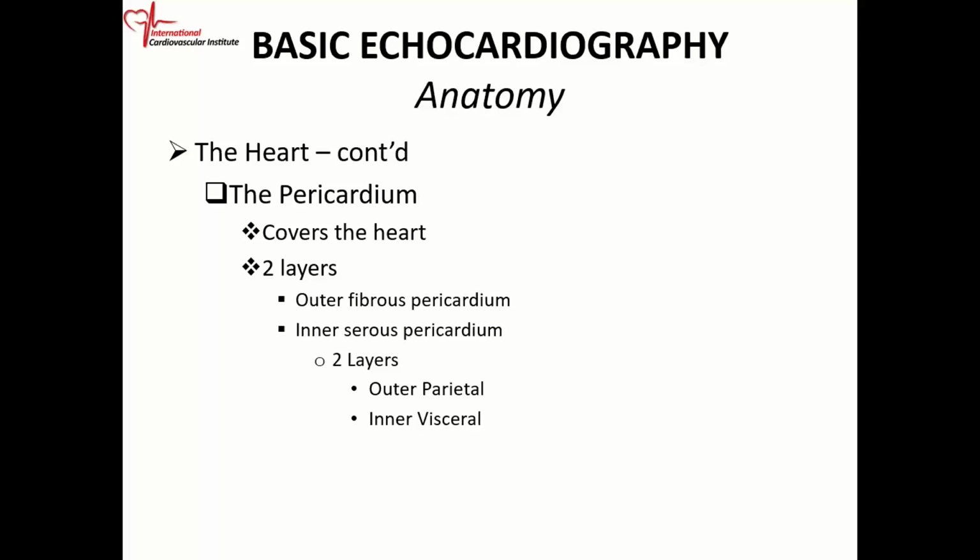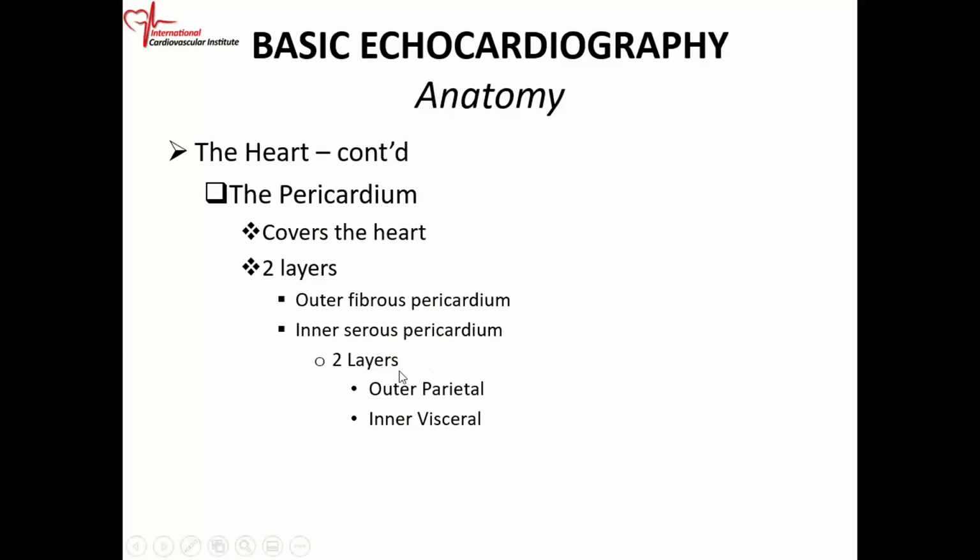So when you open the chest, to get to the heart to do anything, you have to open the pericardium. The pericardium covers the heart, and there are two layers to the pericardium. There's an outer fibrous pericardium and an inner serous pericardium. The inner serous pericardium also has two layers. The outer is the parietal and the inner is the visceral. So the heart is in a bag, and if you were to observe any type of cardiac surgery, you'll realize that you open the chest and you have to open the pericardium.